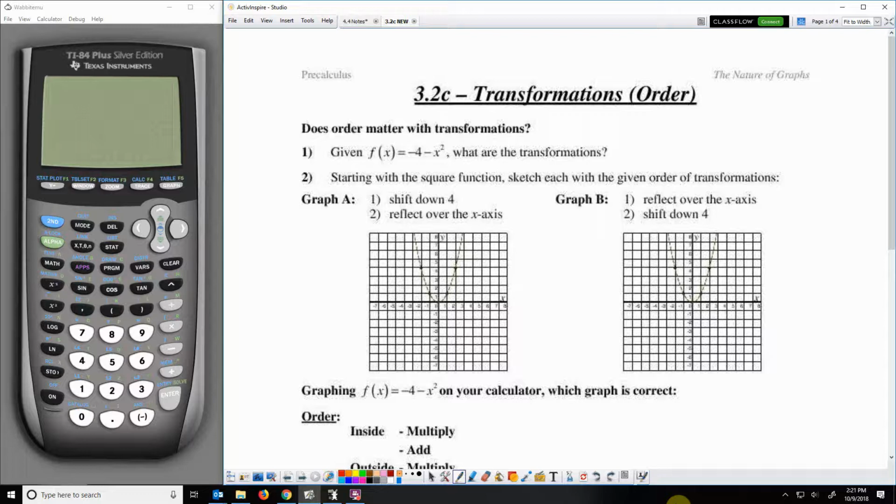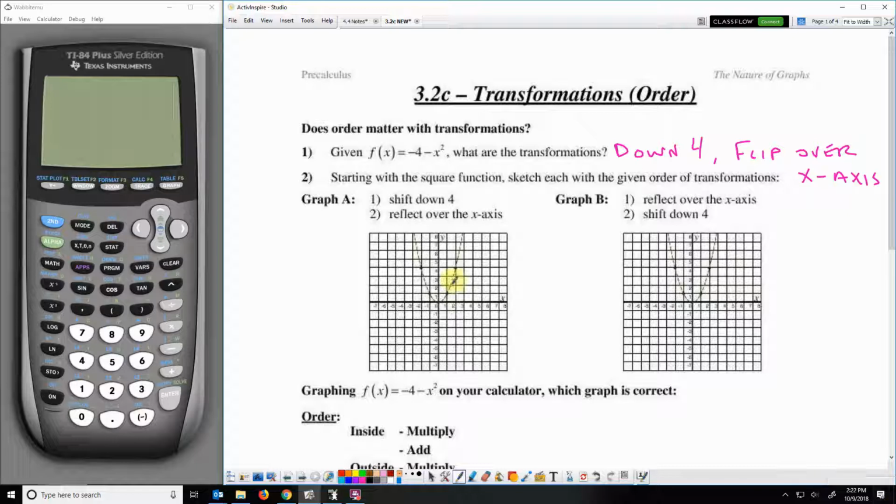We're going to continue with transformations, and we're going to talk about the order in which we perform transformations on a function. So here in f of x equals -4 minus x squared, what are the transformations? That -4 being outside the function means it shifts down 4. And that negative multiplied by the x squared is a vertical reflection, so it's going to flip over the x-axis.